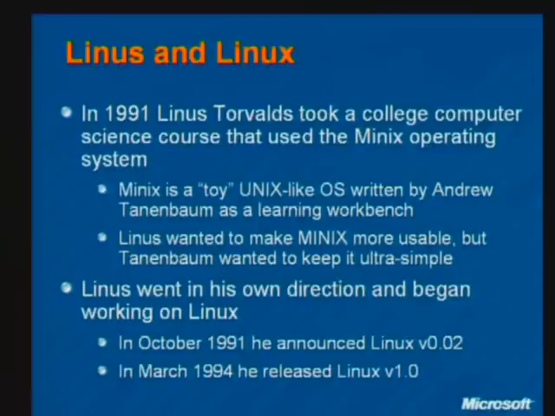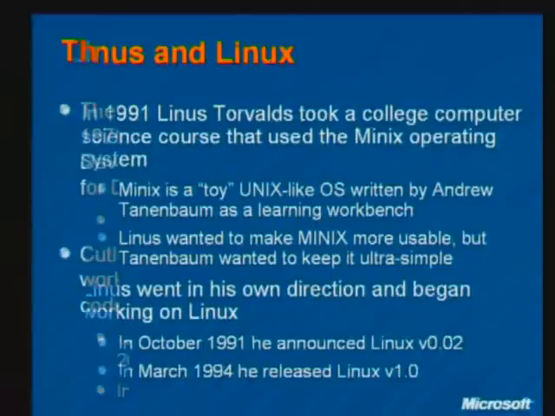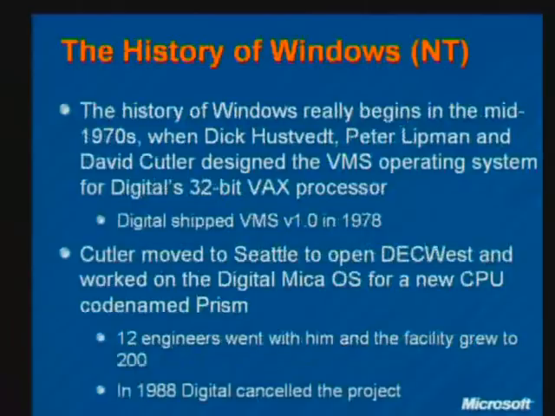But in any case, Linus contacted Andrew and said, Andrew, I think your Minix operating system is really pretty cool. How about if I take it and I make it better? And Andrew flat out said, no, I'm not going to allow you to do that, because I want to keep this thing as simple as possible so that university students can understand it. If you start to add to it, it won't be teachable in a one semester class. So Linus, discouraged, went off on his own and started to make his own version of a Unix-like operating system. In October 1991, he announced Linux version 0.2, and in March 1994, he released version 1.0, so the first big version. Let's turn our attention now to Windows NT and talk about its history.